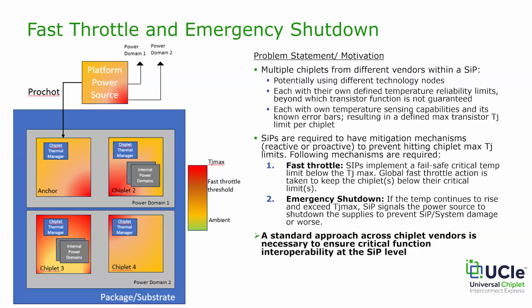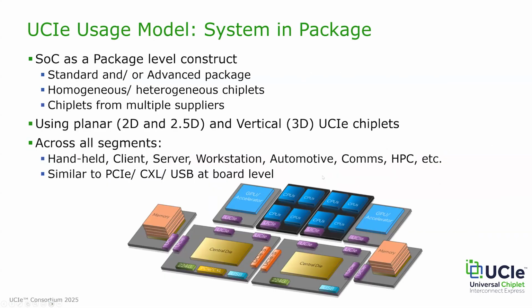So again, those are shown in the picture over here. You can look at it. The second aspect is emergency shutdown, right? So again, same kind of open drain pin. When a chiplet's maximum temperature limit is exceeded, you might assert that pin, and that might cause emergency shutdown of both internal and external power sources. And this is a coordinated response, right? So that's basically what we provide here with UCIe. Two of these things are using the open drain pins: fast throttle and emergency shutdown.